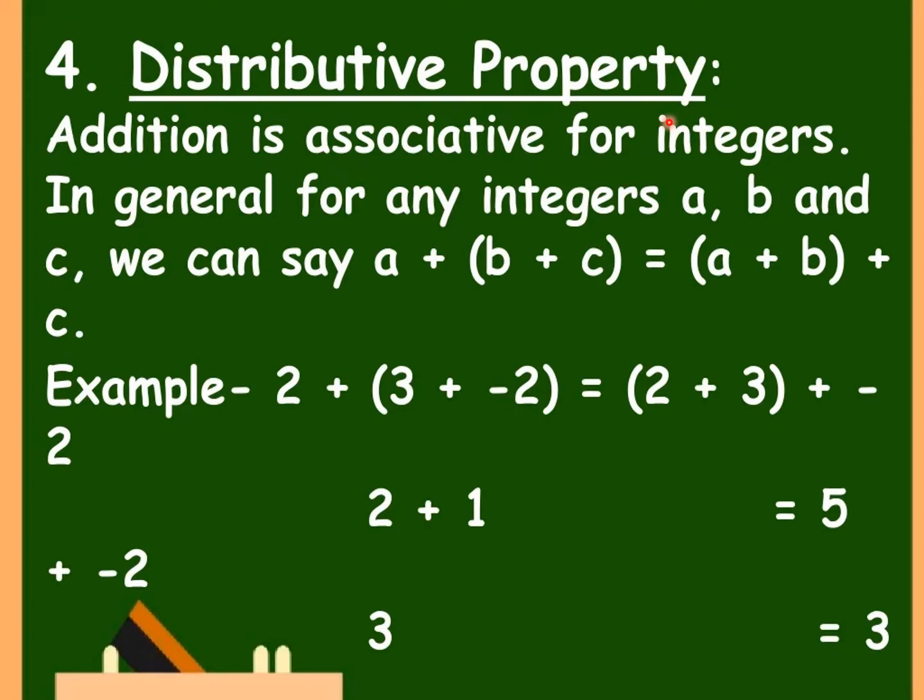Associative property. Addition is associative for integers. In general, for any integers a, b and c, we can say a plus b plus c equals a plus b plus c, grouped either way. Example, 2 plus 3 plus -2, we get the same result either way.